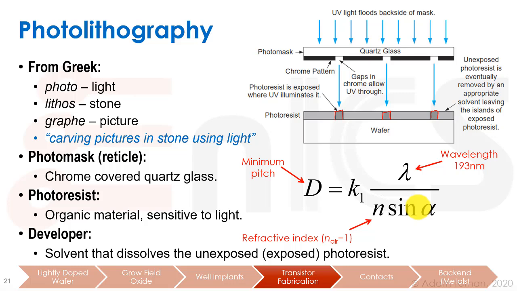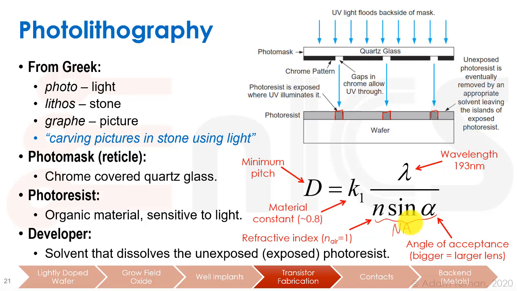Then we have the refractive index, n, and we usually take 1 for n because the refractive index of air is 1. And we have alpha, which is the angle of acceptance. The bigger the angle here, the larger the lens. So this thing together, n sine alpha, is called the numerical aperture. And we have K1, which is a material constant, which is about 0.8.